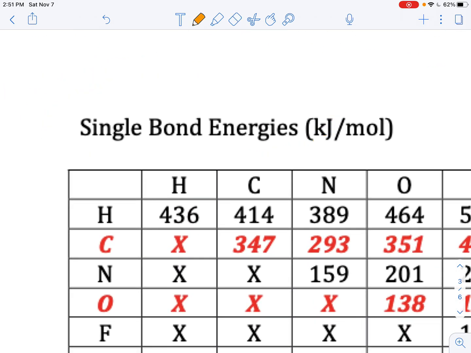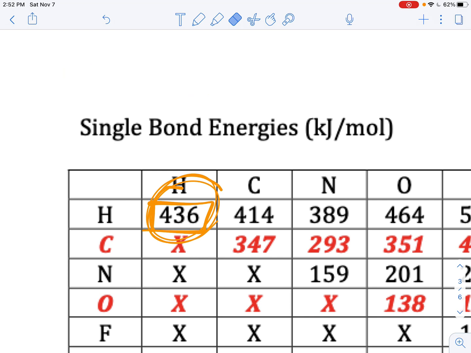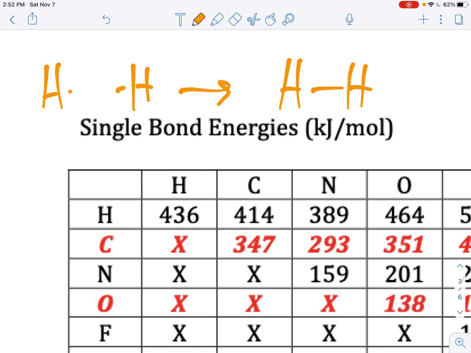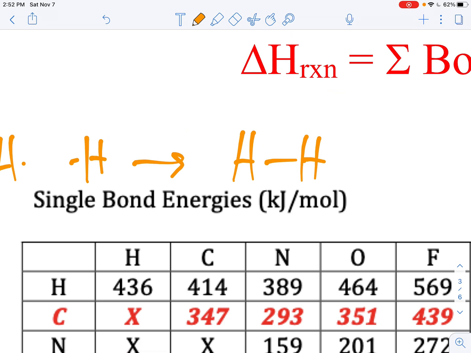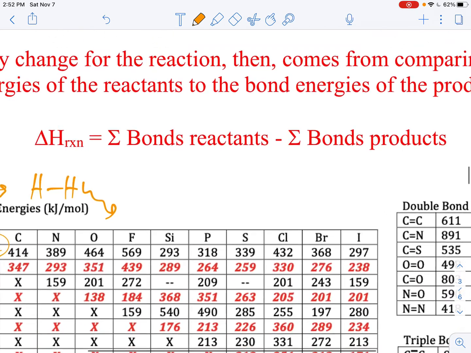And basically what this is saying to you is that if you want to break a hydrogen-hydrogen bond, so that it is now no longer together, then you're going to have to put in 436 kilojoules worth of energy for every mole that you do that. If instead you want to make a hydrogen-hydrogen bond, that process releases energy, and it releases 436 kilojoules of energy.